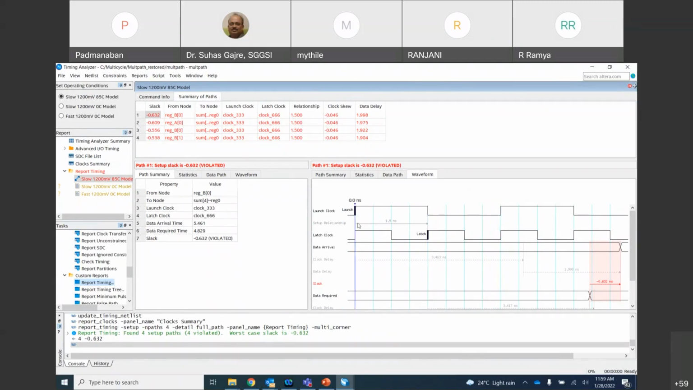Now what happens here is, this is launch and this should be the capture. If this is the capture, then it is not one clock period. For this, it requires two clock periods to propagate the data from one flip-flop to another.